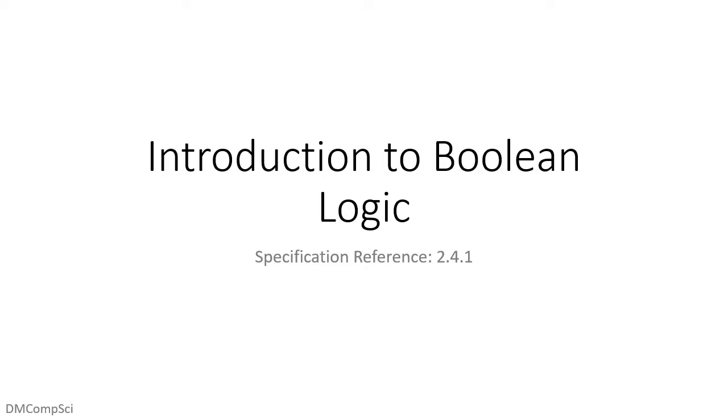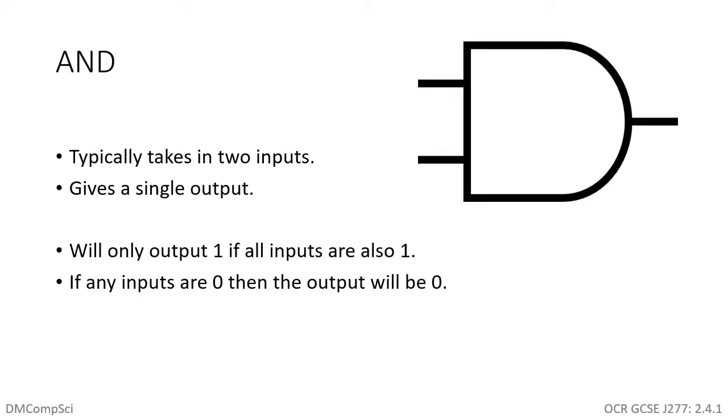There are three main types that you need to know for your exam. The first type of gate is the AND gate. Typically this takes in two inputs and gives a single output. In Boolean logic, inputs and outputs are either 0, false, or 1, true. The rule of AND is that the output will only be 1 if all inputs are 1, and any combination that includes a 0 will output 0.